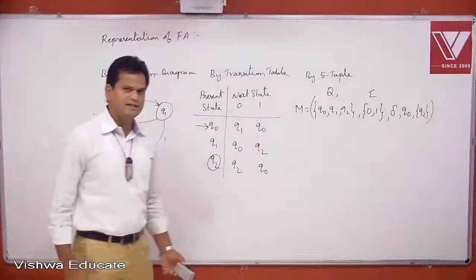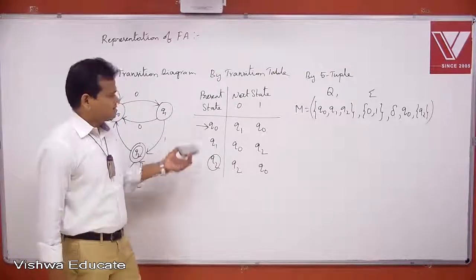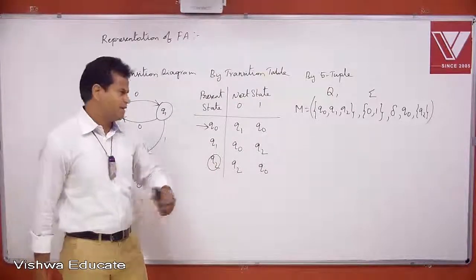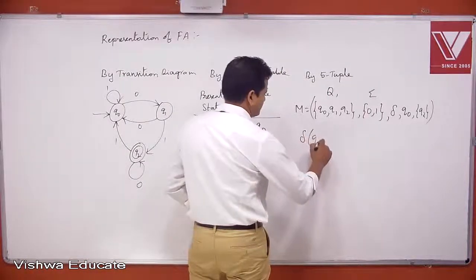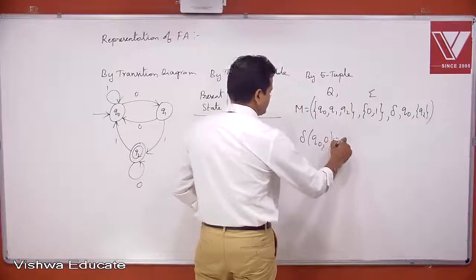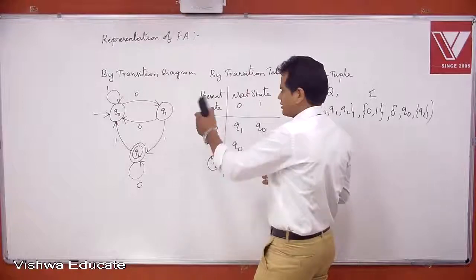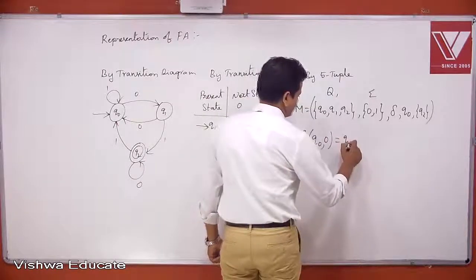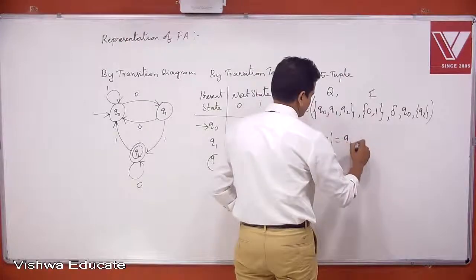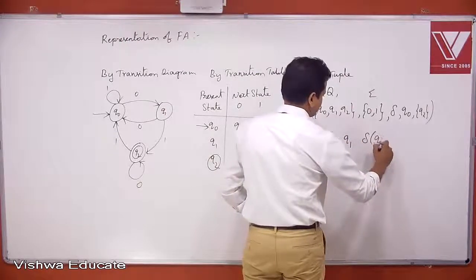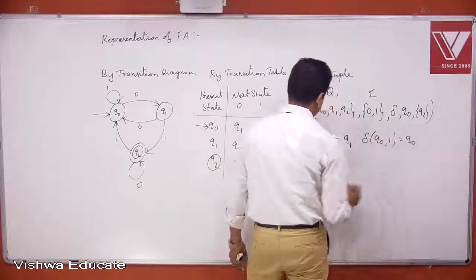Everything we have defined: states, inputs, initial state, and final state. But we didn't define the transition function completely. We must define in which state, on which input, what is the next state. So we define that here. Q0 on input 0, what is the output state? It is Q1. So Q0 on 0 is Q1. Next, Q0 on 1 remains in the same state.